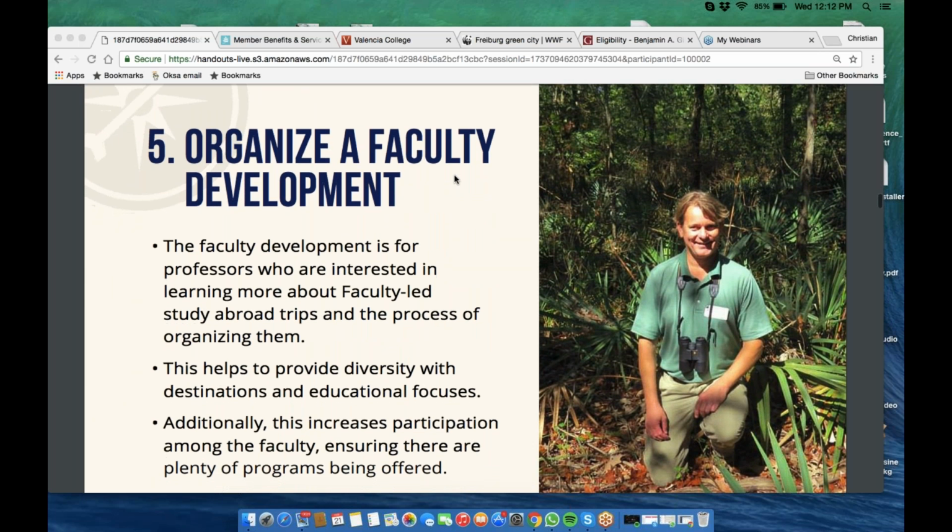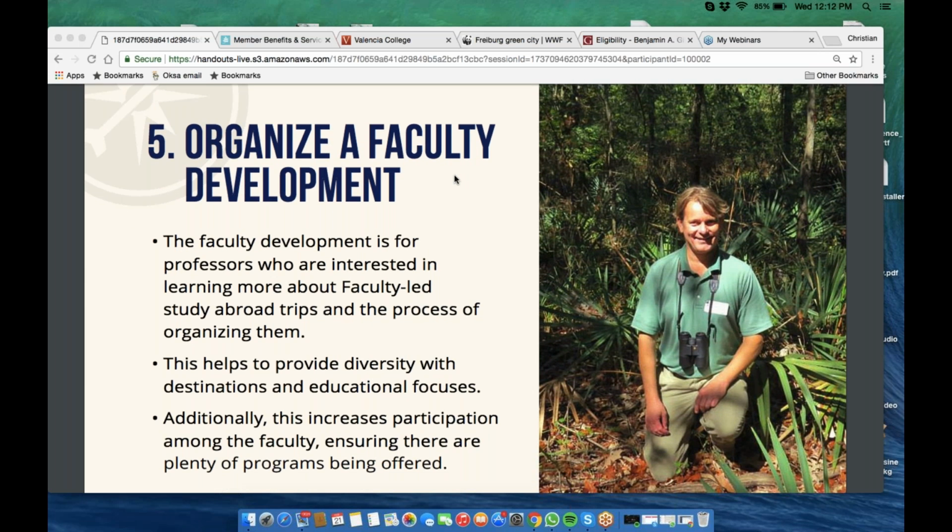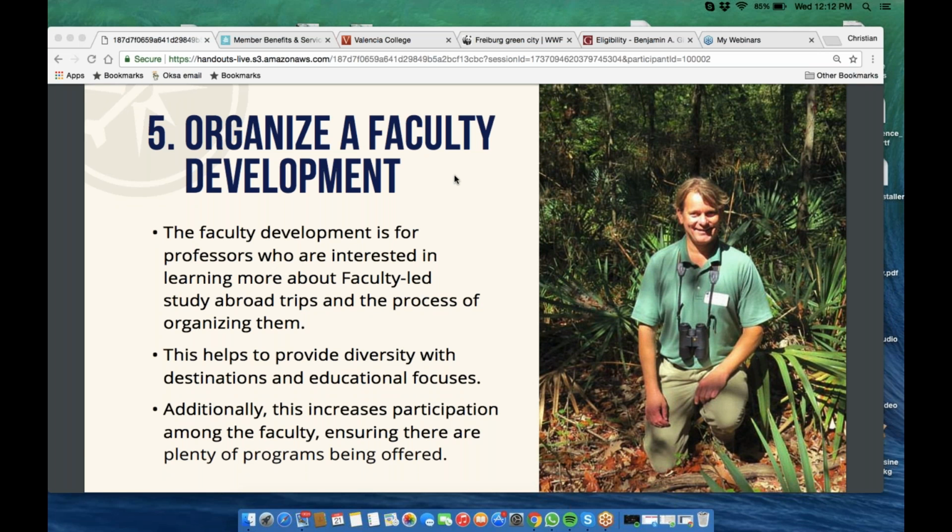Step number 5, organize a faculty development. You can't lead faculty-led study abroad programs without the faculty who are going to lead the programs. You need to know who at your school is passionate about taking students abroad, who wants to have these opportunities, who engages with the students, who sees the value in these experiences. And most faculty do, but as you all know, it is a lot of work. You have to have a passion for it, and this is absolutely essential.